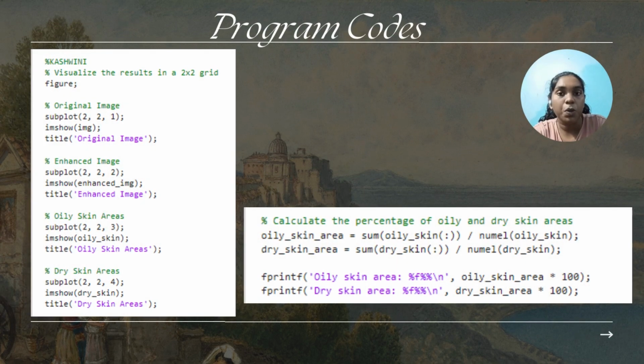Here I have built the images in a 2 by 2 grid. The first one is the original image, secondly the enhanced image, followed by the segmented oily skin areas and then the segmented dry skin areas. Next, we calculate the percentage of the image area covered by the oily skin and dry skin by summing the respective pixel counts and dividing by the total number of pixels. And then the results will be printed out.